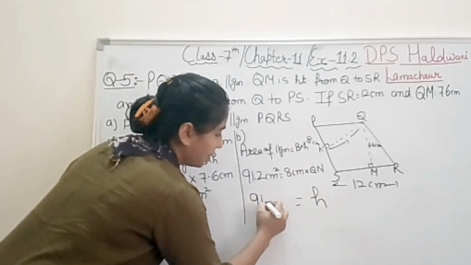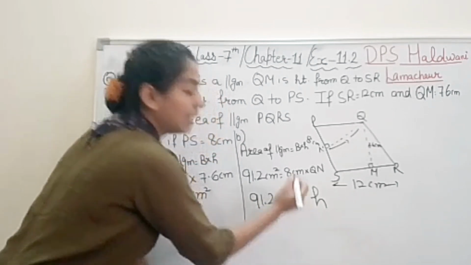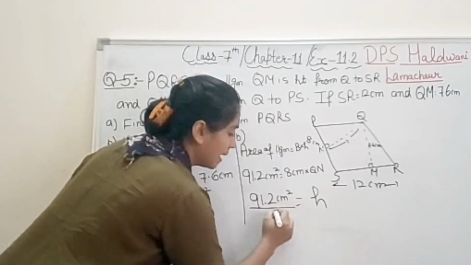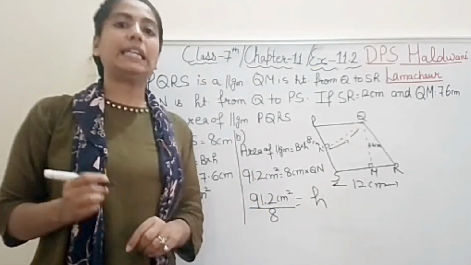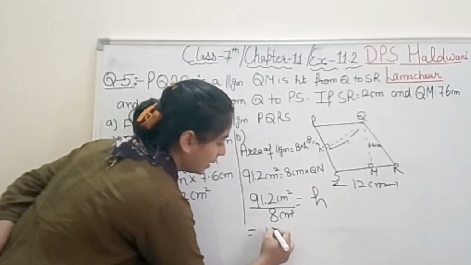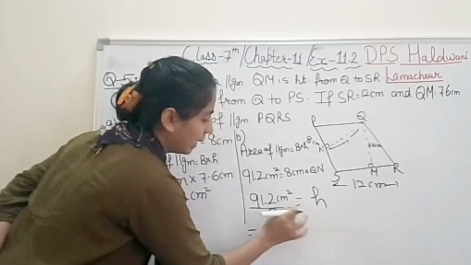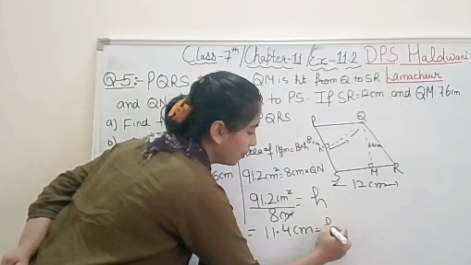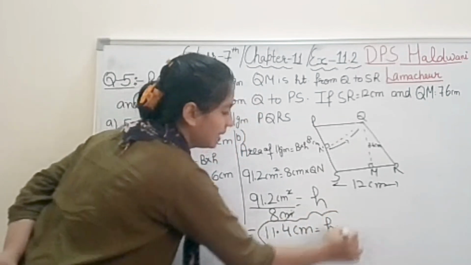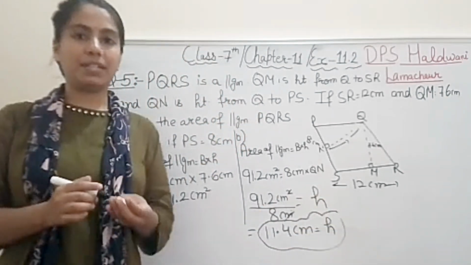So 8 will shift towards the left side, we change its sign. So 91.2 divided by 8 is 11.4, and 1 centimeter will cancel out with this centimeter. So 11.4 centimeter. So the height is 11.4 centimeter.